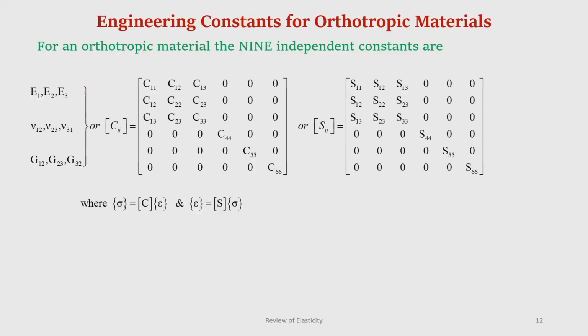So, as we know, for orthotropic material we have 9 independent elastic constants. Now, we have actually expressed the elements of the compliance matrix in terms of the engineering constants, and therefore, we can write that for an orthotropic material we have 9 independent engineering constants.